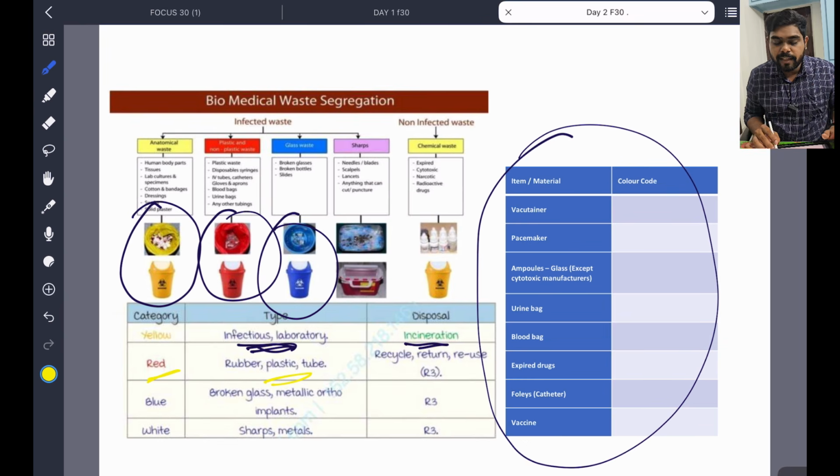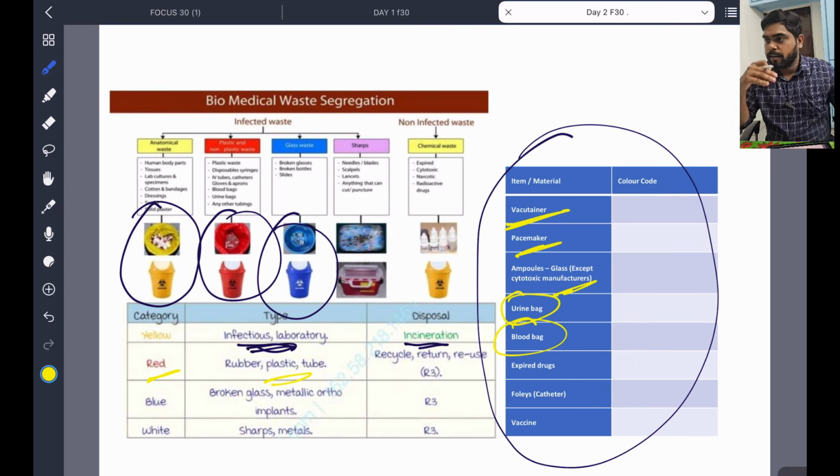So tell me, vacutainers. This is a highly confusing thing. Some people will put them in red, some in yellow. Where do we have to put vacutainers? Comment. Pacemakers, heart pacemakers, and glass ampules, except the cytotoxic manufacturers. Urine bag, blood bag. I'll give you one hint: urine bag will go to one, blood bag will go to another. And expired drugs, Foley's catheter, and vaccines. Where will all of this go? Now we will discuss that.